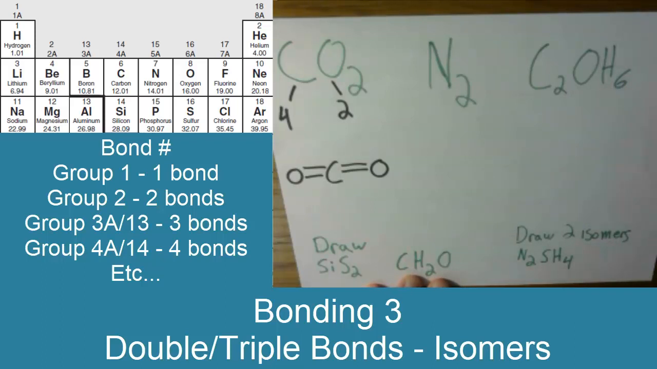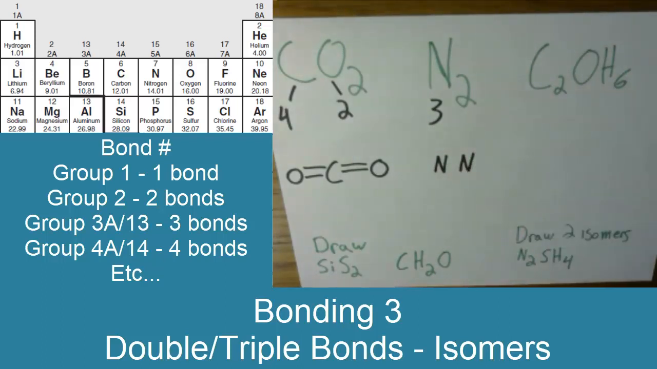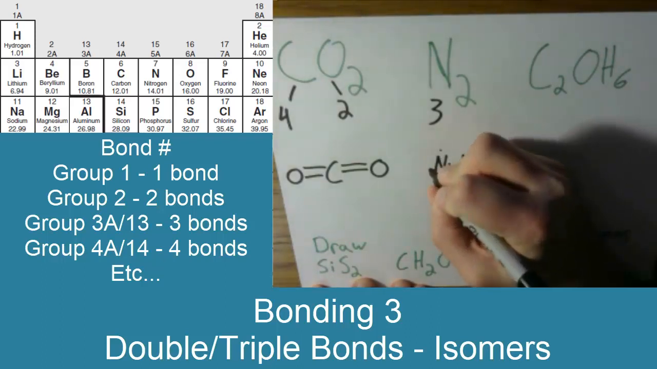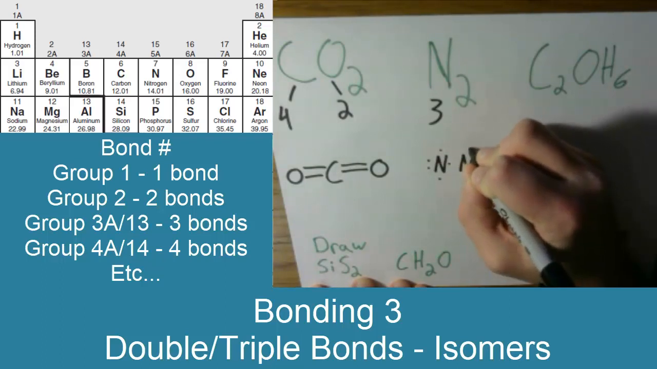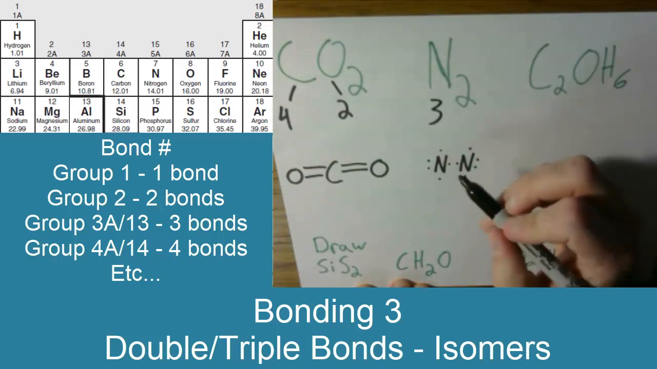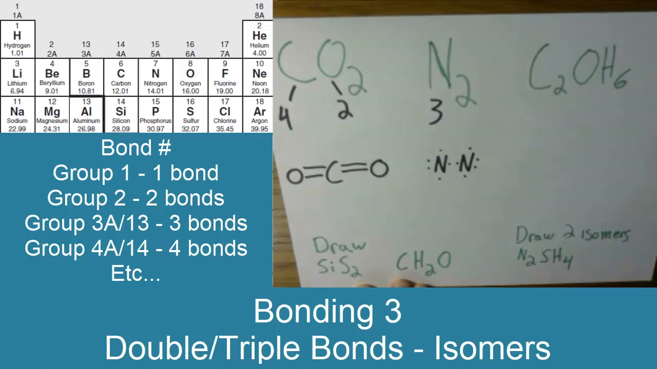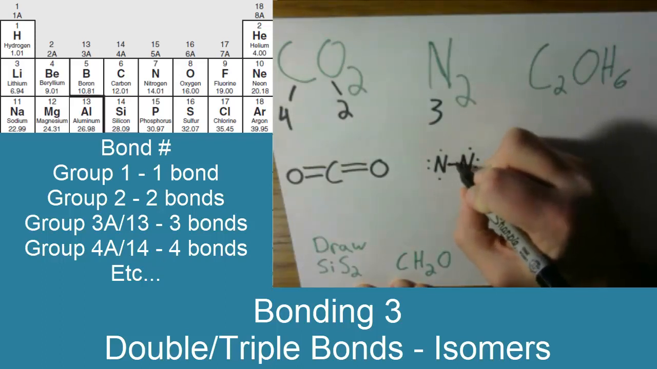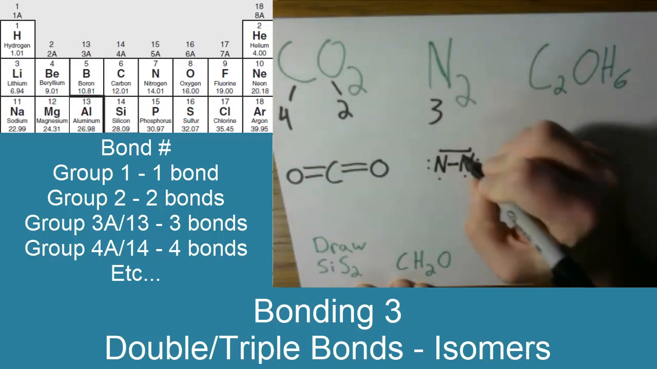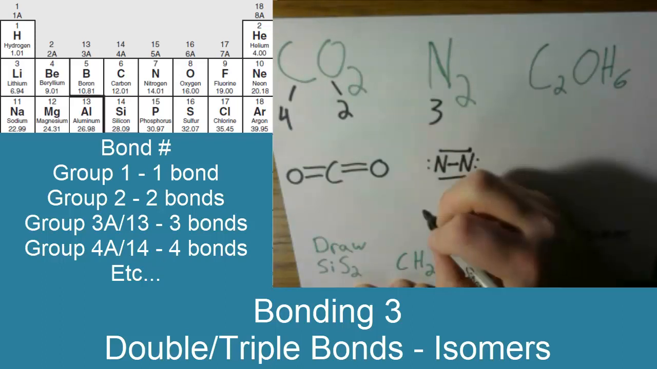Next up is N2. Nitrogen makes 3 bonds. So I'm going to draw my 2 nitrogens. And if you do the actual Lewis diagram for this one, you end up with 2 pairs on the outside, and then you have 3 free electrons. Well, just like we did in the previous examples, we're just going to connect the ones that are next to each other. This is called a triple bond.